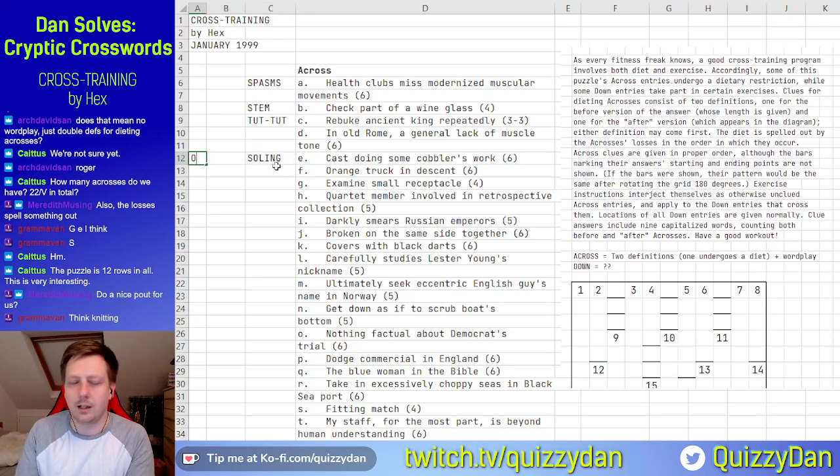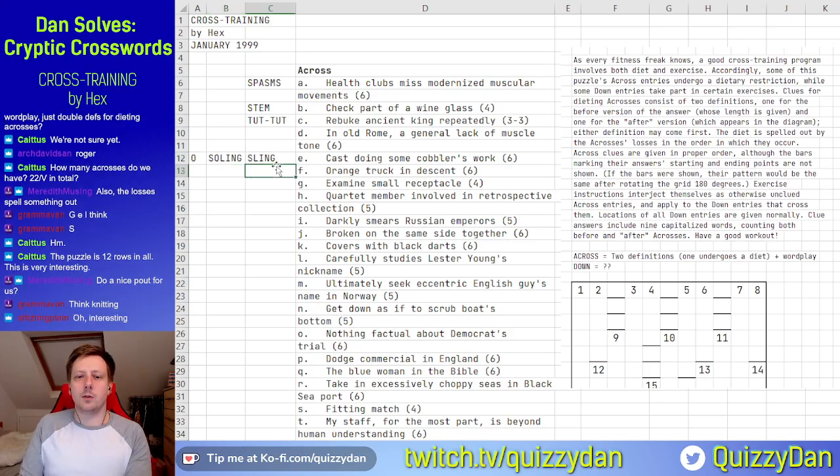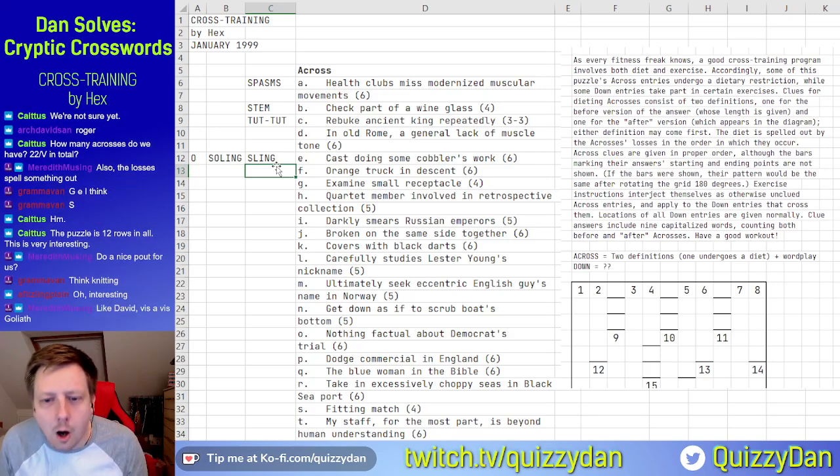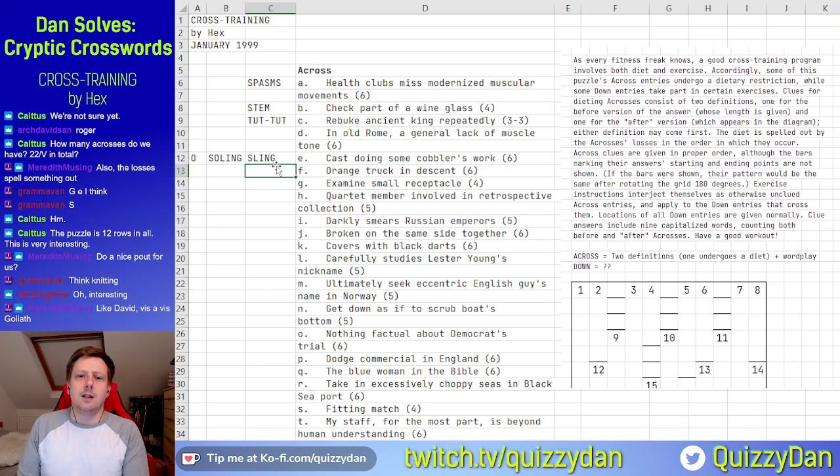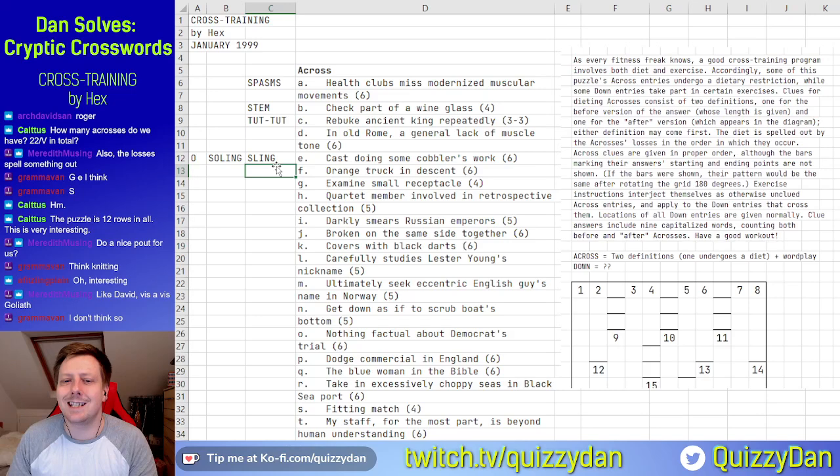This looks like one of the possible weird ones. So I think we've got that. Do a nice pout. Duck face. Honk. Orange truck in descent. Orange truck in descent.